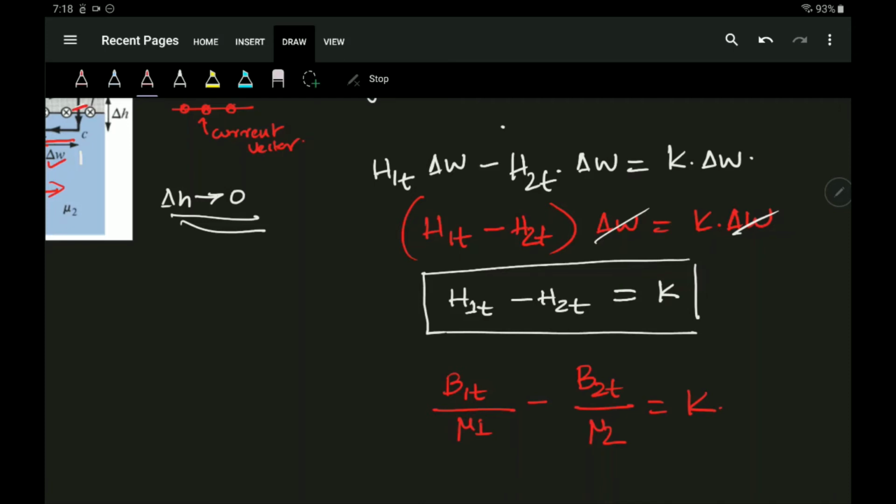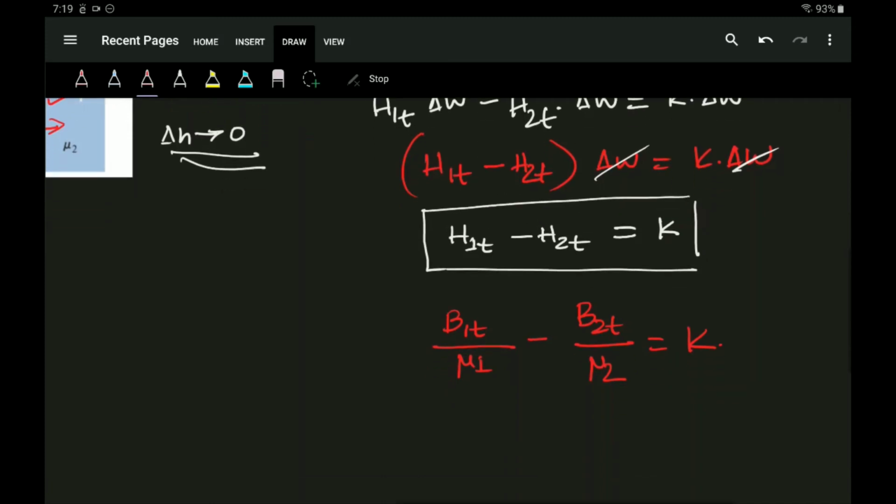So usually this is how we relate magnetic field intensity to magnetic flux density. What if there is no current flowing, the current density itself is zero, or I have free space, and the boundary doesn't have any free current flowing through it? That means if there is no current, K can be equated to 0.